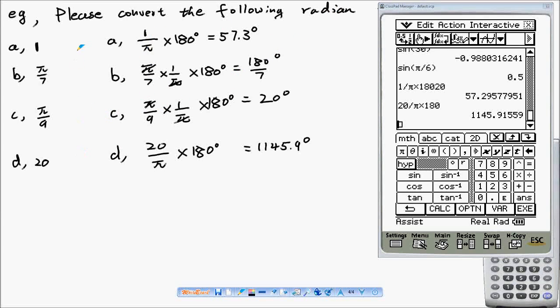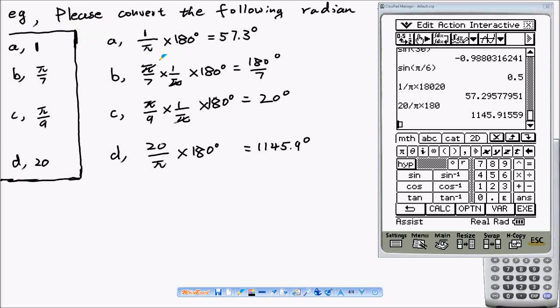Normally in VCE math methods, your radians should be in terms of pi, such as pi on 7, pi on 9, pi on 3, pi on 5, something like that. Just letting you know. This is how we convert them.